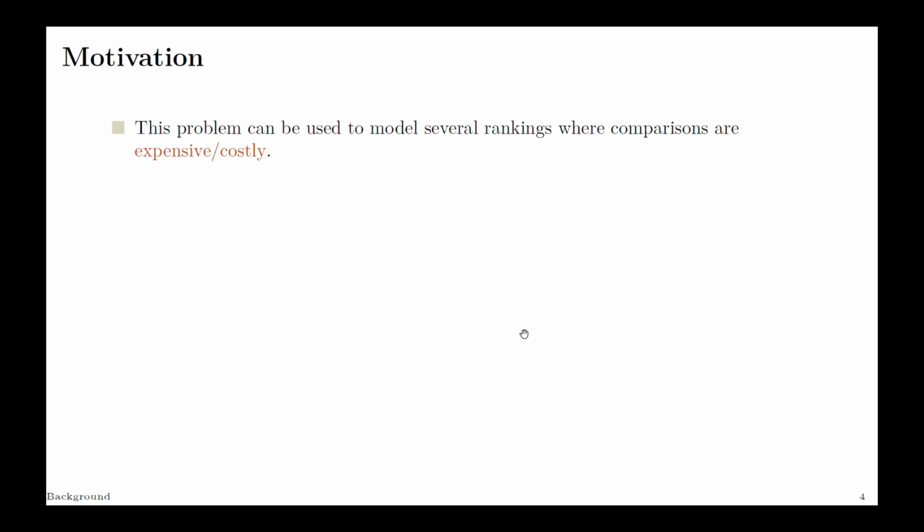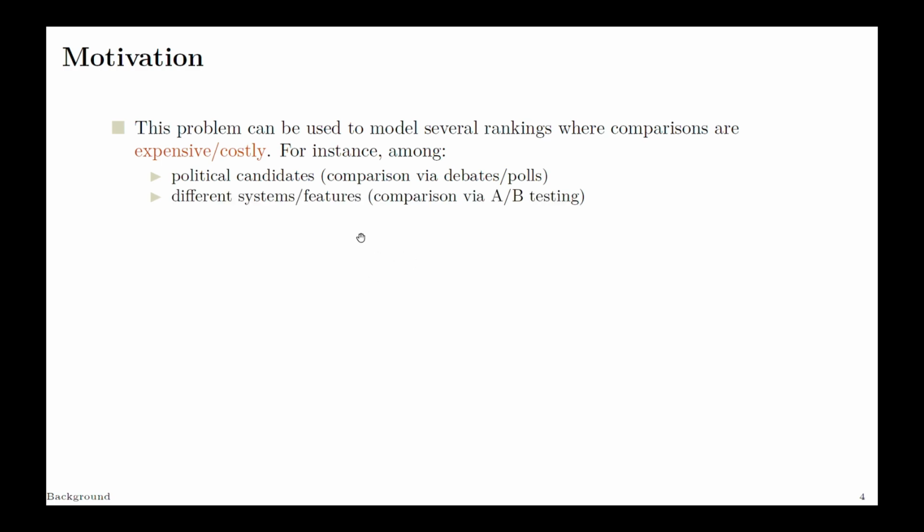So let us give a bit of motivation for this setting. There are several ranking problems where comparisons are expensive and costly, and which can be modeled by this setting. These include ranking political candidates either by conducting debates or polls, or evaluating different systems or features, where the comparison is done by A/B testing, or ranking tennis or chess players, where the comparison is done by head-to-head games, and many more.